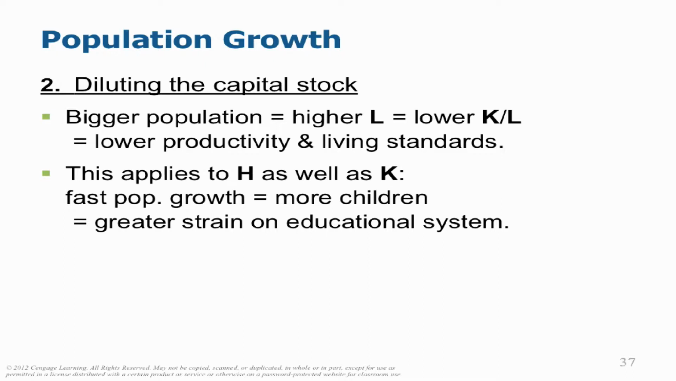The faster the population grows, the more children we have, and the more work our educational system has to do. And so the less efficient that educational system is, so the lower our H ends up being. We try to accommodate that and deal with it by passing laws like No Child Left Behind. Every child can learn the exact same stuff exactly equally and be equally successful because we say they can.